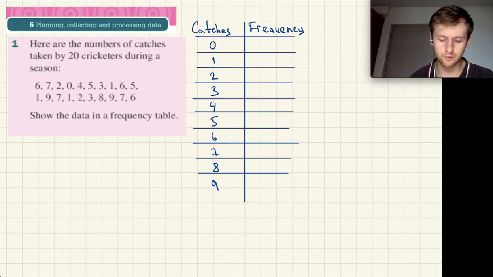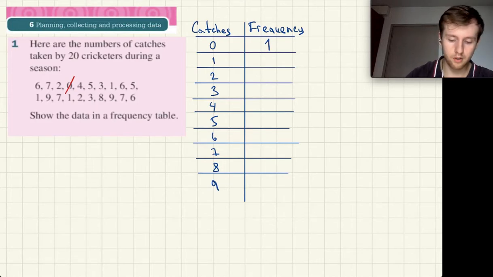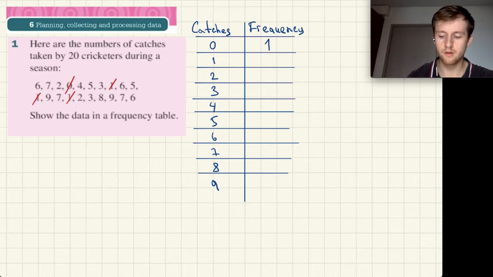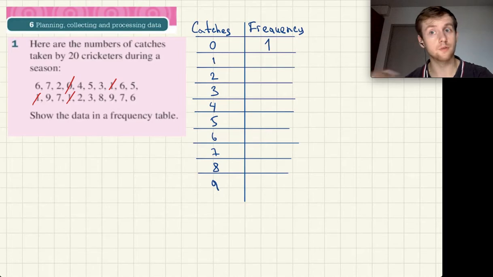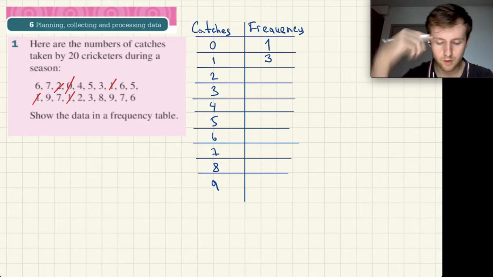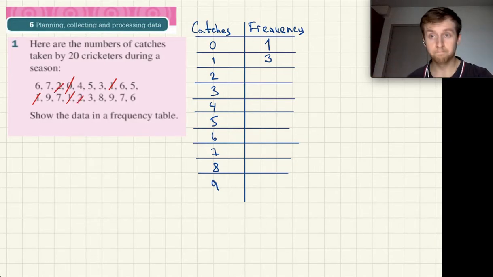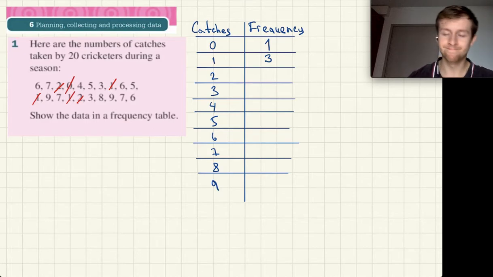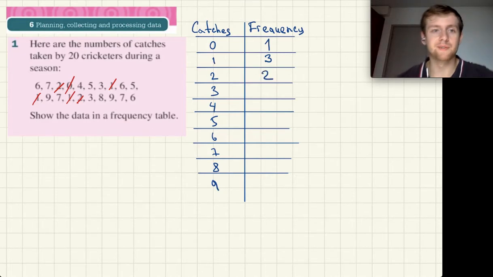Okay, let's count. There's only one 0 in here, so the frequency is 1 for 0. For 1s, there are 3 ones. It's good to cross them off like this so you don't get confused if you skip something. As to 2s, I see 2 of them. The frequency for 2 is 2.